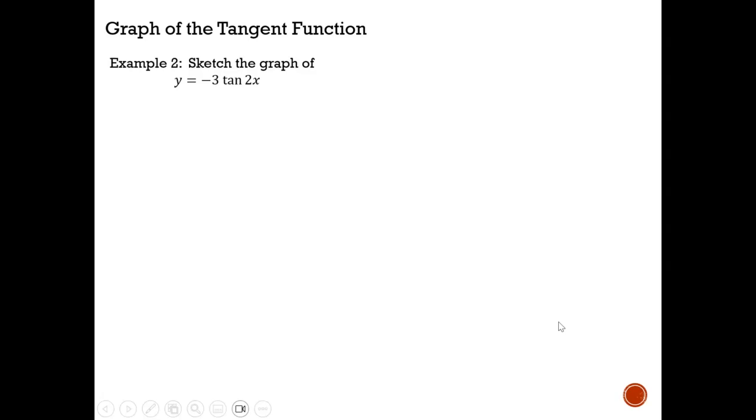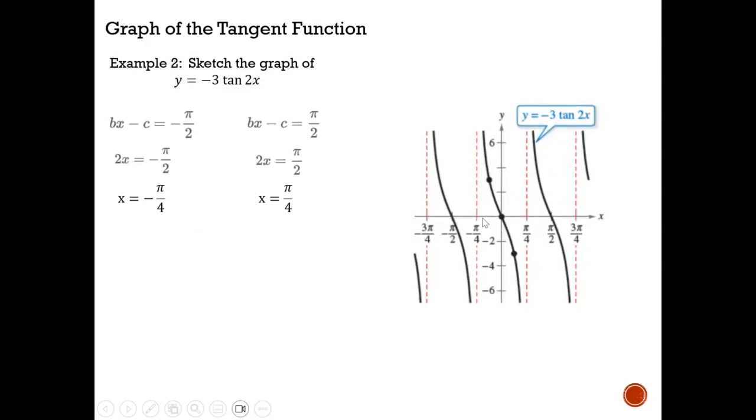Now let's sketch y equals negative 3 tangent of 2x. Again, we have to find the two consecutive asymptotes. So 2x equals negative pi over 2, and we divide everything by 2, which gives us x equals negative pi over 4. On the right side, we divide everything by 2, and multiplying by 1/2 gives us pi over 4. So this gives us two consecutive asymptotes. At every pi over 4, there's going to be an asymptote.